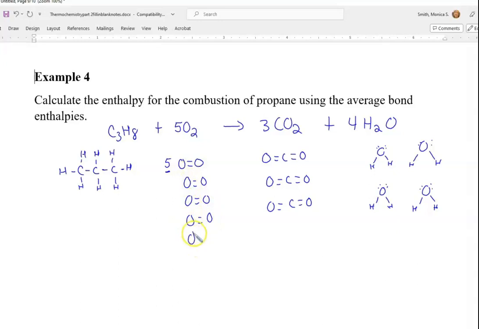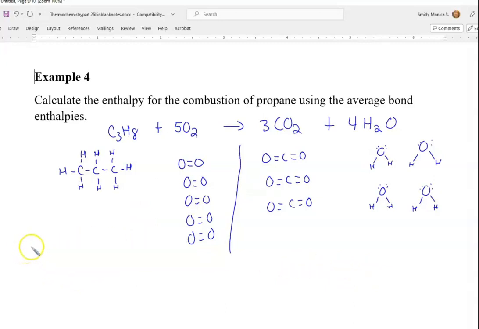1, 2, 3. You do not have to draw them out. I'm just drawing them out for emphasis. Okay. So what I would do is I need to find out what kind of bonds I've got. So I've got bonds on this side, I've got bonds on this side. I got to break these and I got to form these. Then it's going to be broken minus formed.